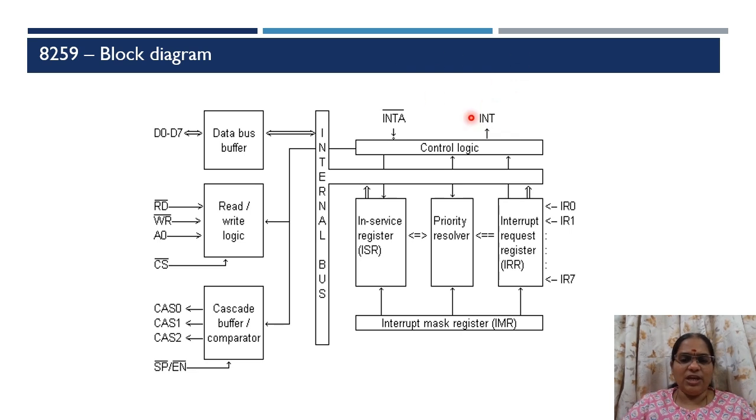If the processor is free to accept the request and free to service a particular interrupt, it will give a signal called interrupt acknowledge. So this is the interrupt to the processor, and this is the interrupt acknowledgement from the processor. So this is a block diagram of the 8259 programmable interrupt controller.